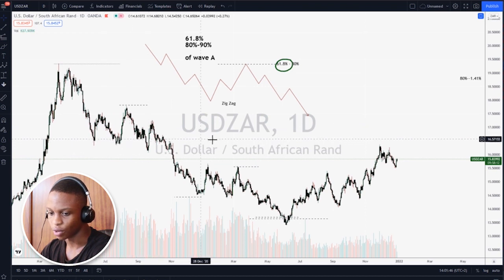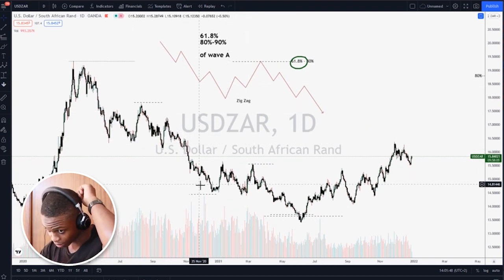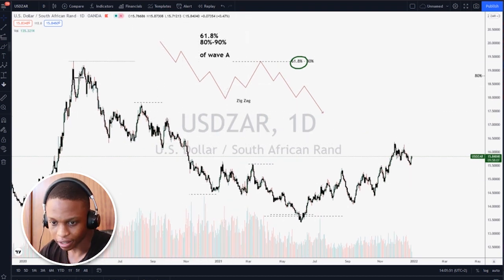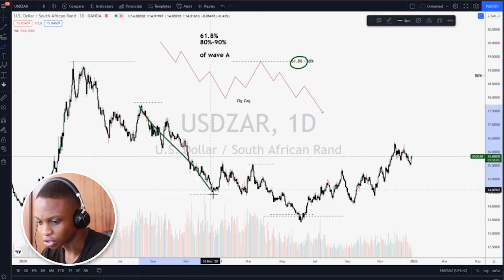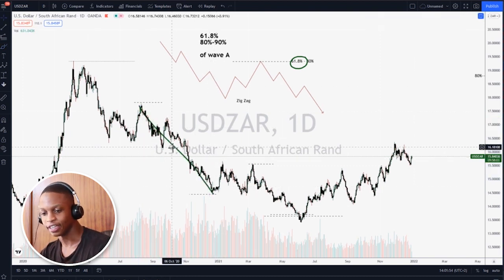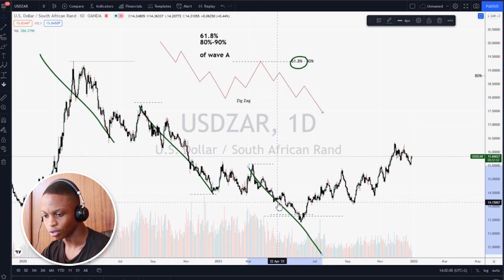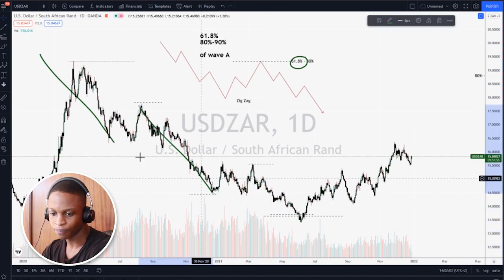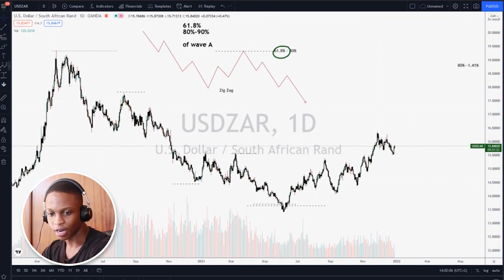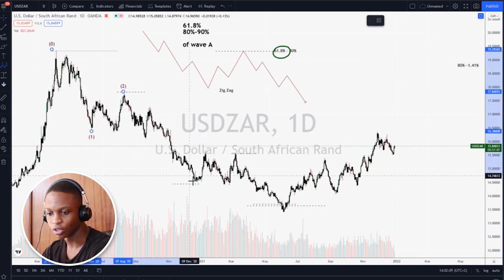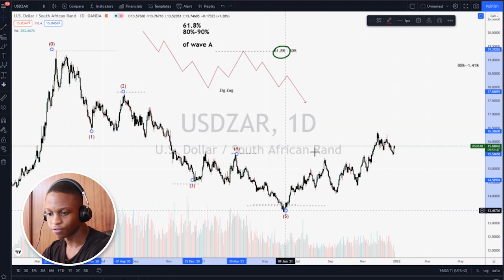The only invalid wave is wave 3, but it isn't invalid completely because it is not the shortest wave in the impulse. We can determine that by simply measuring, pulling it through, longer than wave 1, much longer than wave 5. So we have a valid 5-wave move to the downside in this case. 1, 2, 3, 4, 5.